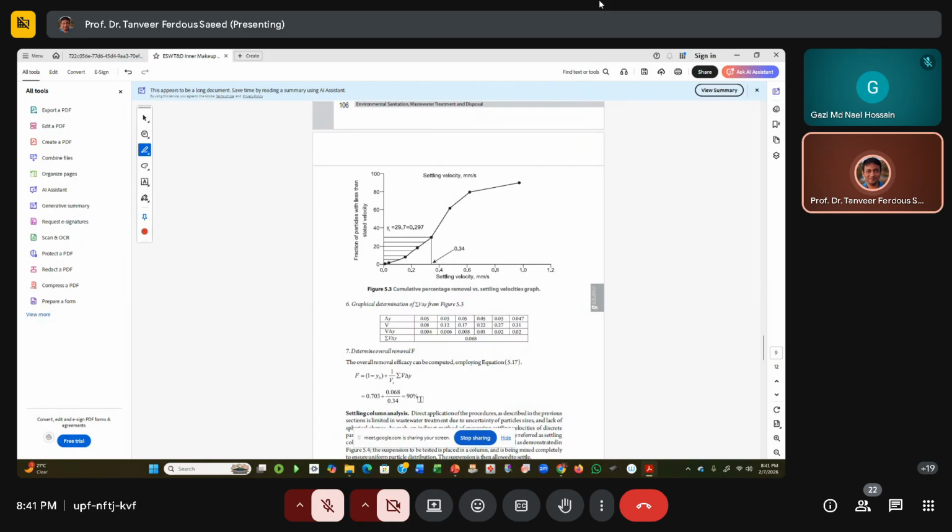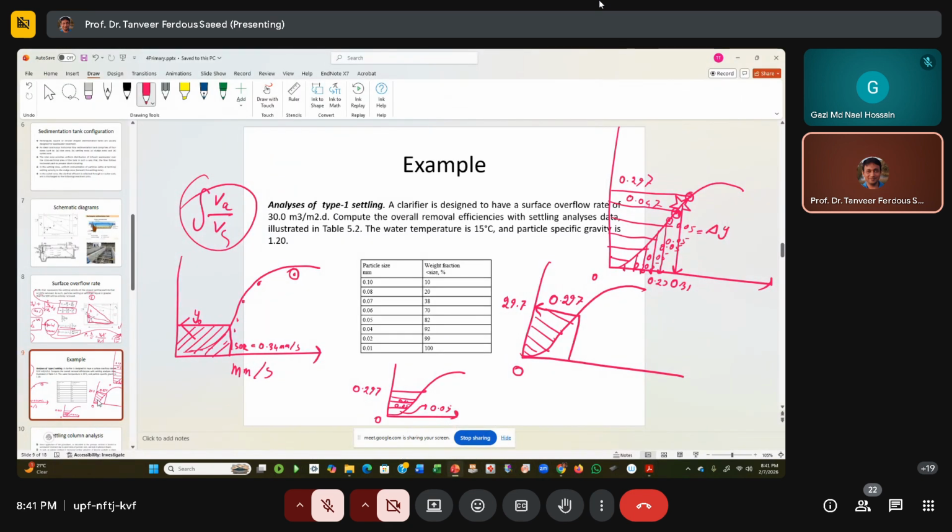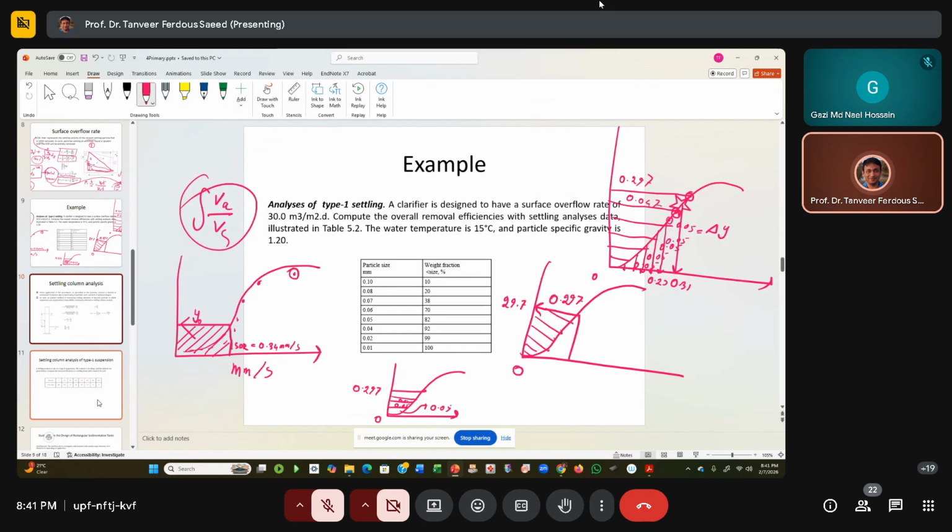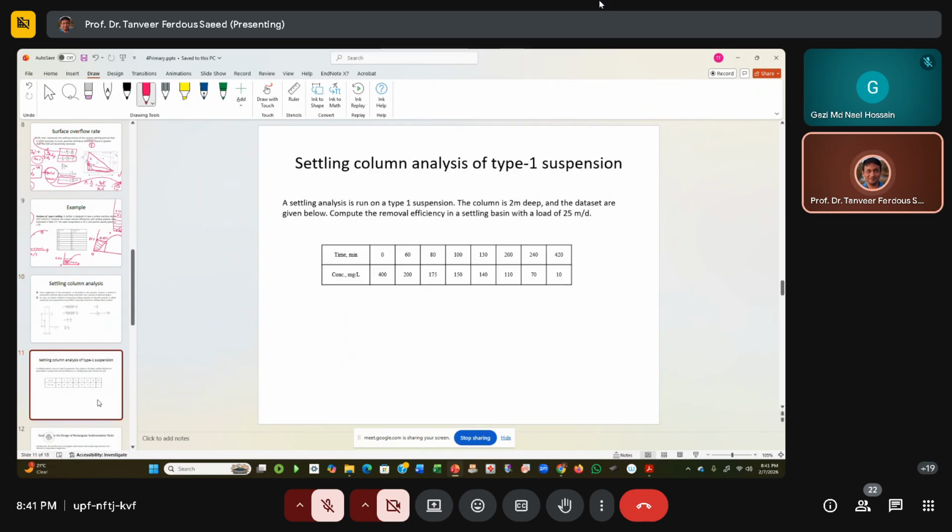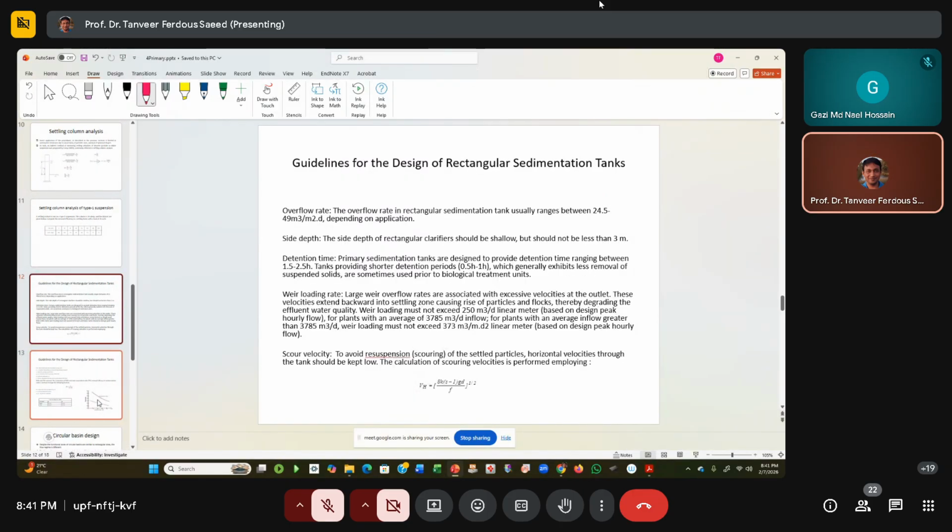Okay, so we move on towards our next topic. This was the example that I showed just now. We don't need these two slides on settling column analysis in this course. But we need this one, that means the design of the rectangular sedimentation tank.